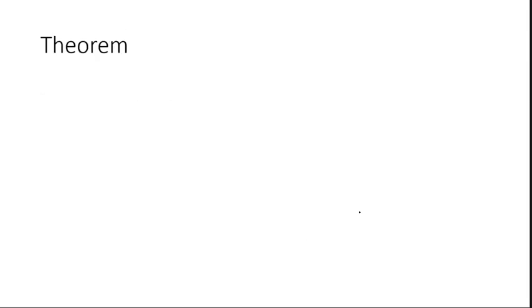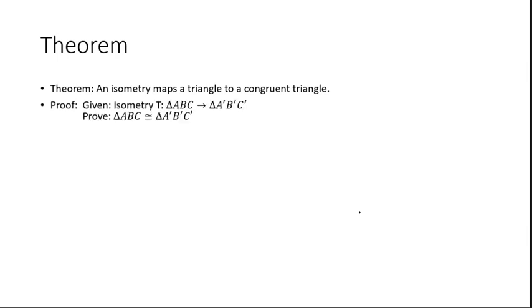So with isometries, there's a theorem that is important to know, and that is dealing with triangles. So this theorem says that an isometry maps a triangle to a congruent triangle. So we can do kind of a formal proof to verify this to be true. So our given information is we have isometry T, where we are mapping this triangle ABC to triangle A prime, B prime, C prime. And we're trying to prove that triangle ABC is congruent to triangle A prime, B prime, C prime.